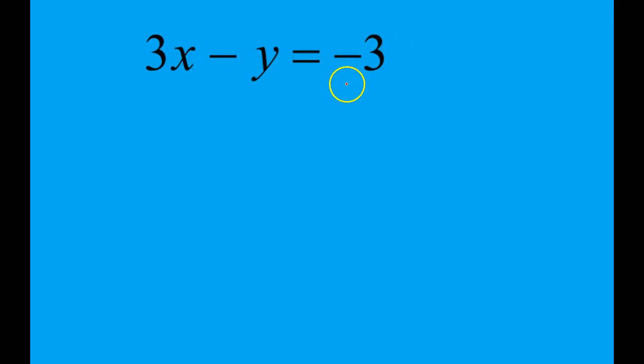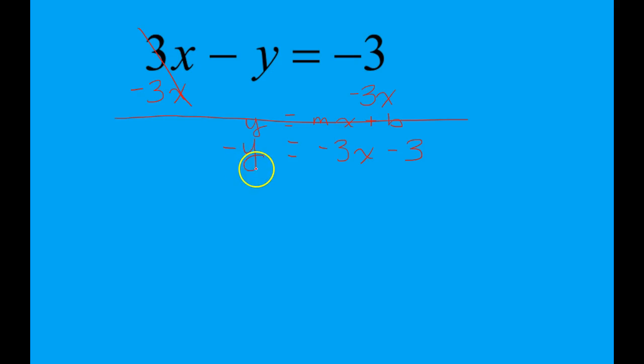3x minus y equals negative 3. Again, we want it in y equals mx plus b form. I'm going to go ahead and subtract 3x from both sides. Your 3x is going to cancel. I'm going to bring down this negative y equals negative 3x minus 3. I hope you guys understand that I put that in that order because I want it to look like y equals mx plus b. So that's the whole goal, guys.